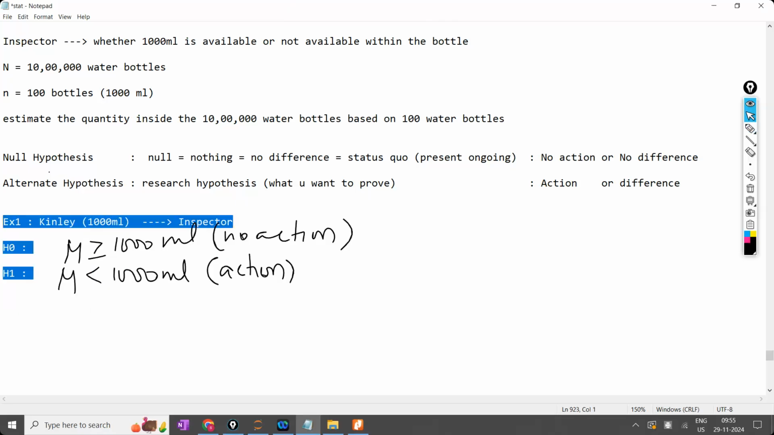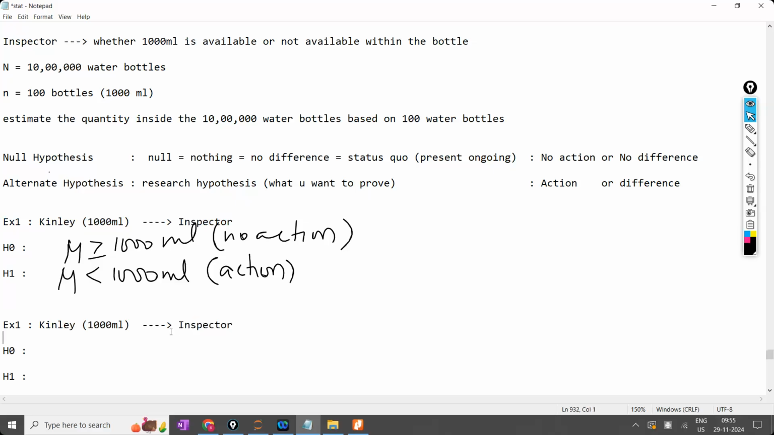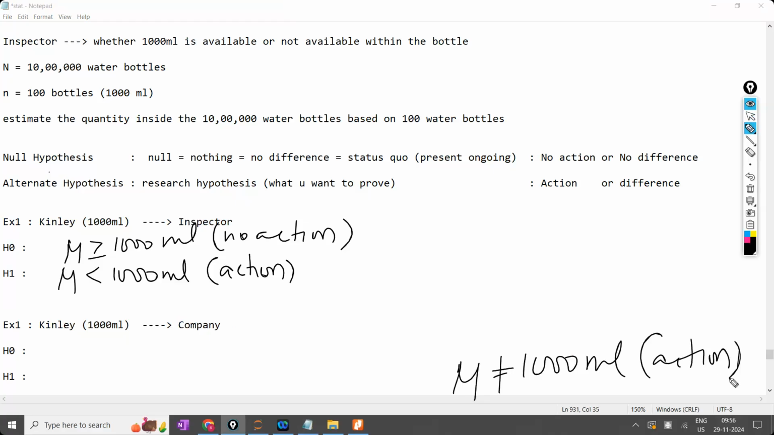Sir, for example, the same example, I'm not the inspector, I'm in the company, I'm the company manager or company executive. Then in that case, for you, more than 1000 is also a problem, and less than 1000 is also a problem. When it is more you'll take action, when it is less you'll also take action. For you, mu should be not equal to 1000 ml to take the action. As a company person, your requirement is not equal to 1000 ml. If mu is equal to 1000 ml, you will not take any action.